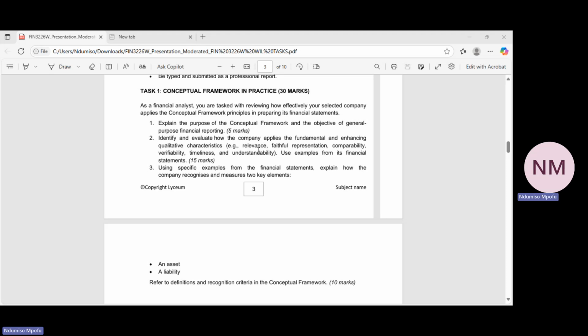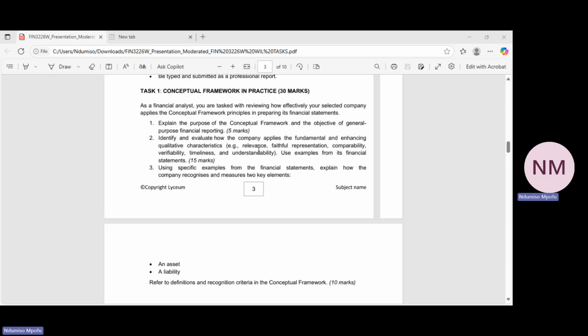So if you don't know what we mean by relevant financial statements, start by researching the meaning of relevance. Research faithful presentation. What do we mean if we say financial statements should be faithfully presented? Comparability, what do we mean by that? Verifiability, what do we mean by that?